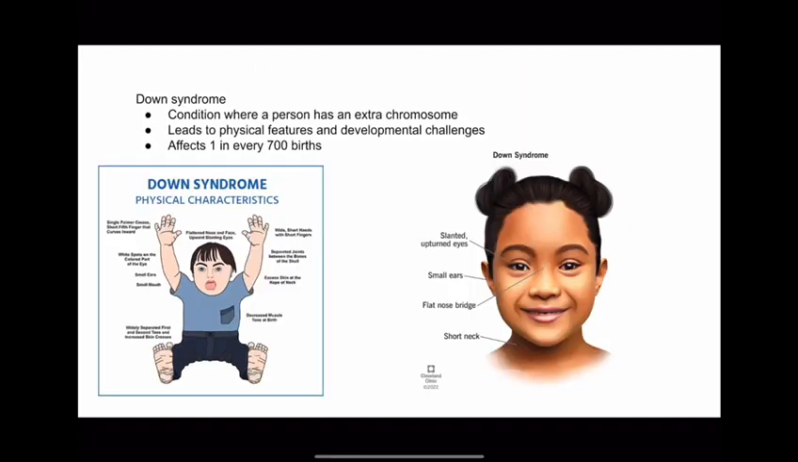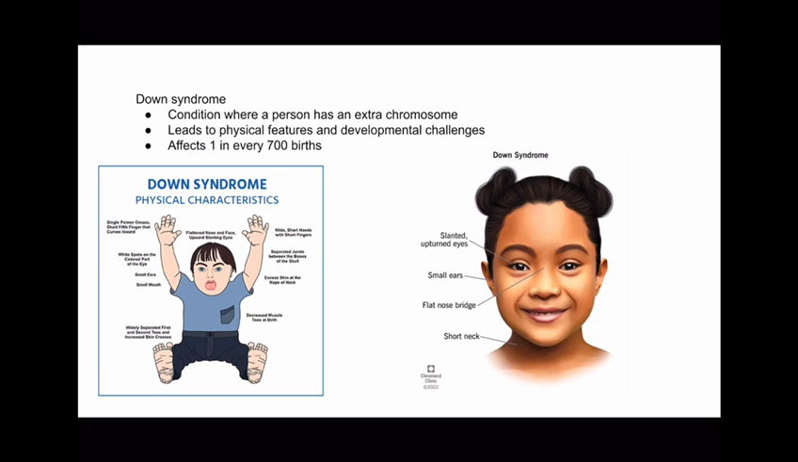And you can see in these pictures some common characteristics of Down syndrome. So not only does it affect physically, it also can cause mental disabilities and difficulties. So here are some facial features that are common, such as upturned ears, a flat nose bridge, a short neck, and such.